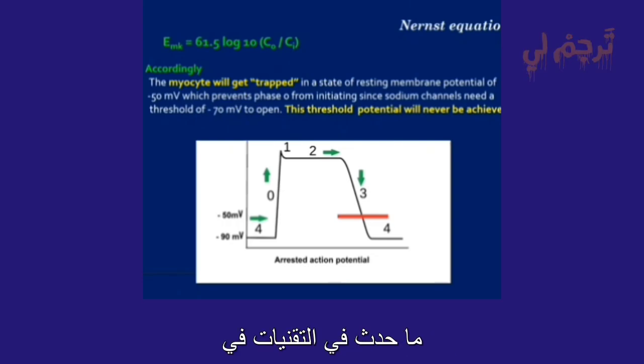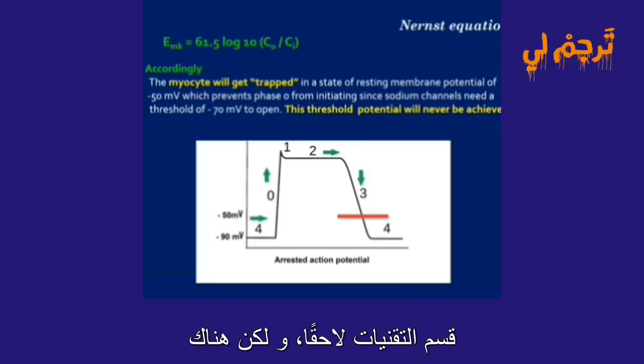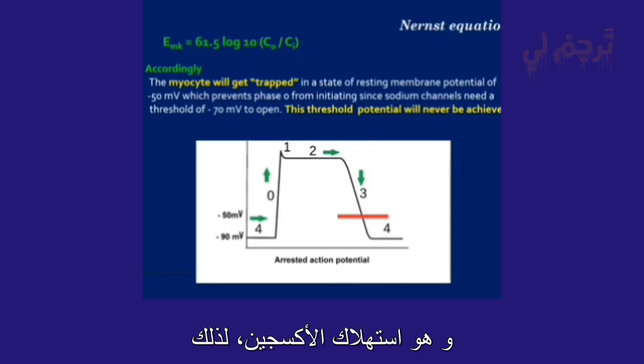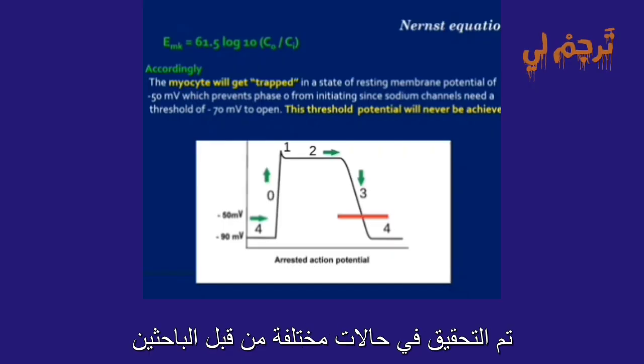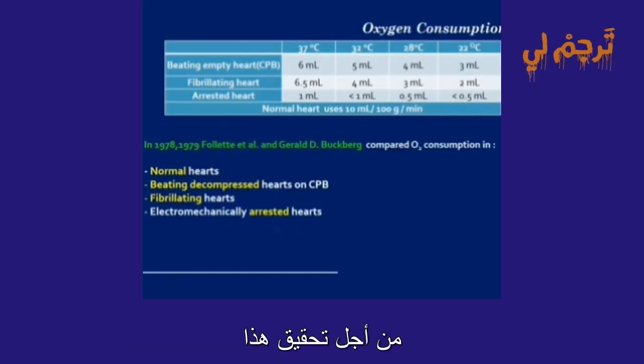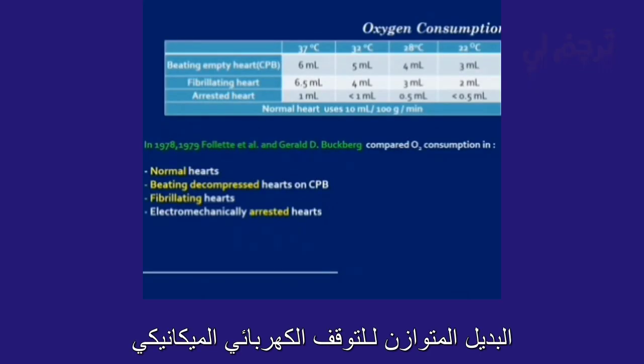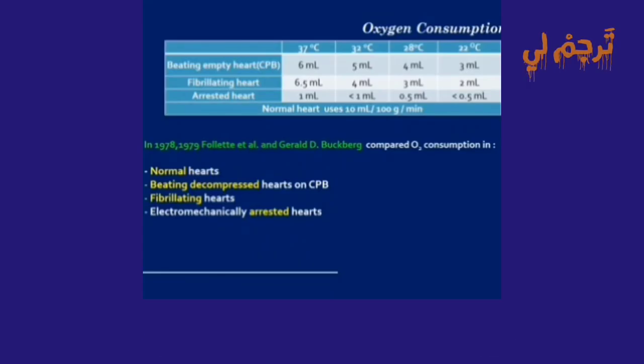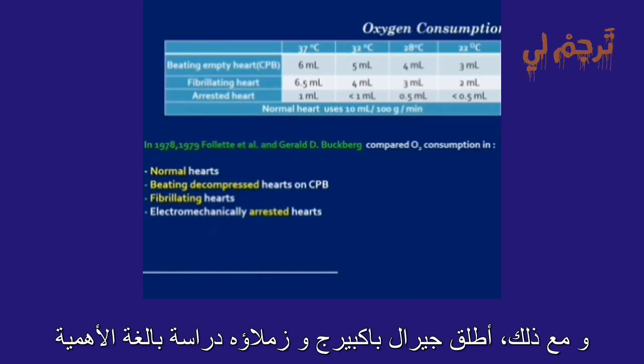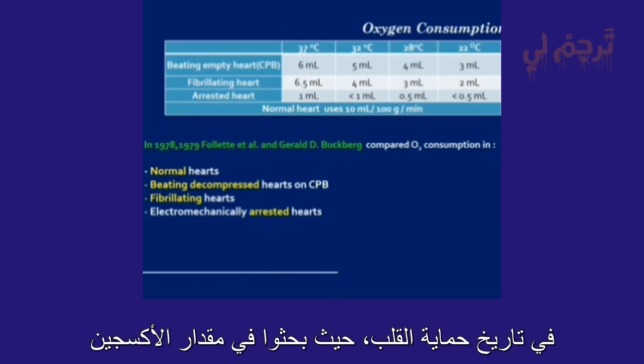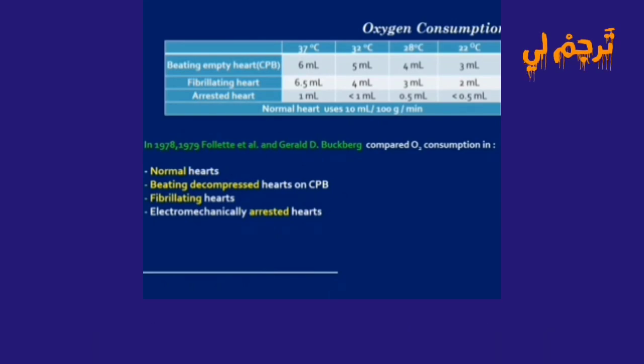We will later discuss what happened in the techniques section, but a very important concept we need to tackle here is oxygen consumption. Different states were investigated by researchers in order to achieve this equilibrium as an alternative to electromechanical arrest, such as the fibrillating heart, the cold heart, hypothermia alone, and the decompressed heart. All these states were investigated. However, a very crucial study in the history of myocardial protection was launched by Gerald Buckberg and Follette and colleagues.